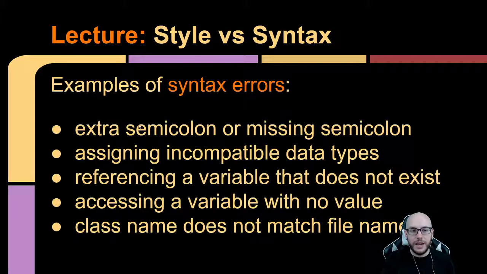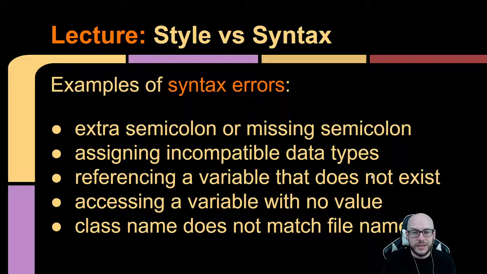Examples of these include extra semicolons or missing semicolons, assigning incompatible data types. Here we're talking about things like trying to save a double into an integer. That's an incompatible data type. Trying to save an integer into a string. That's an incompatible data type.